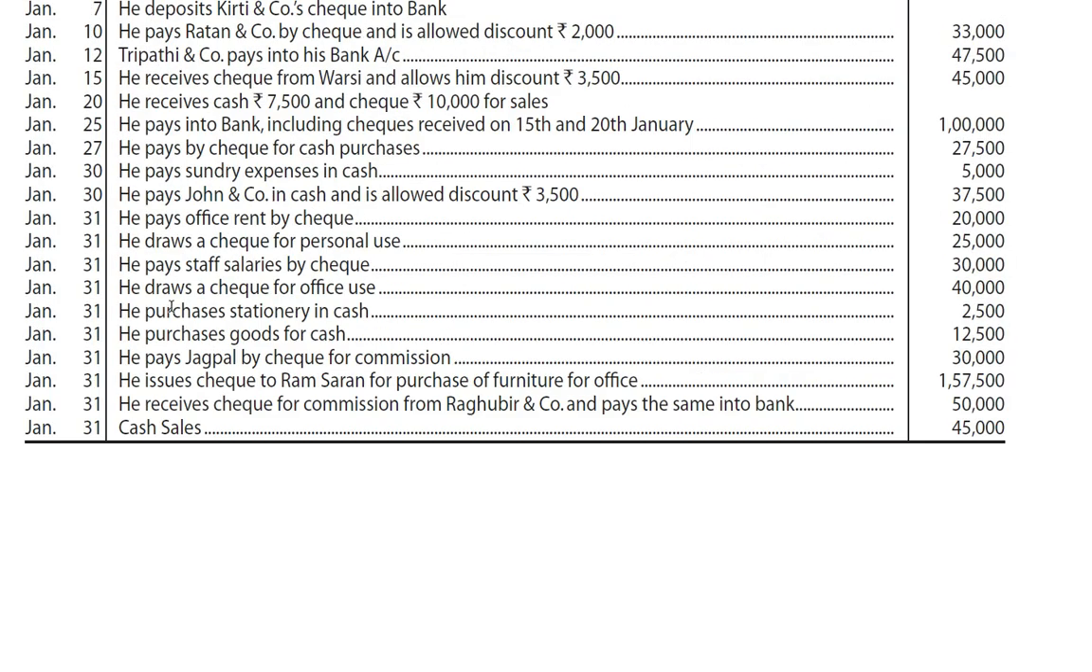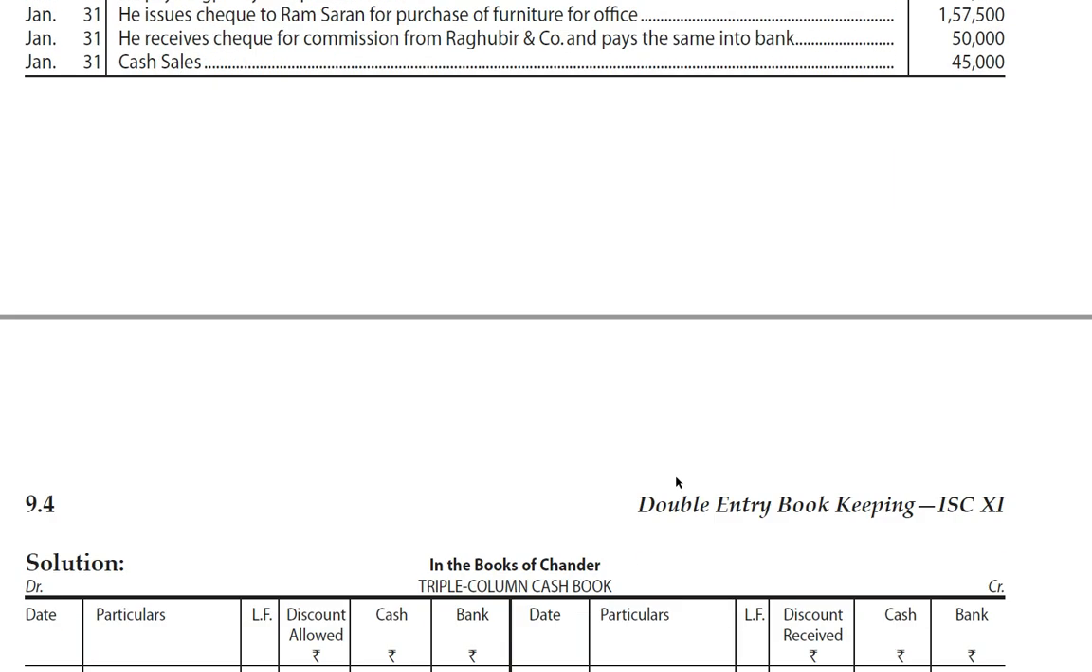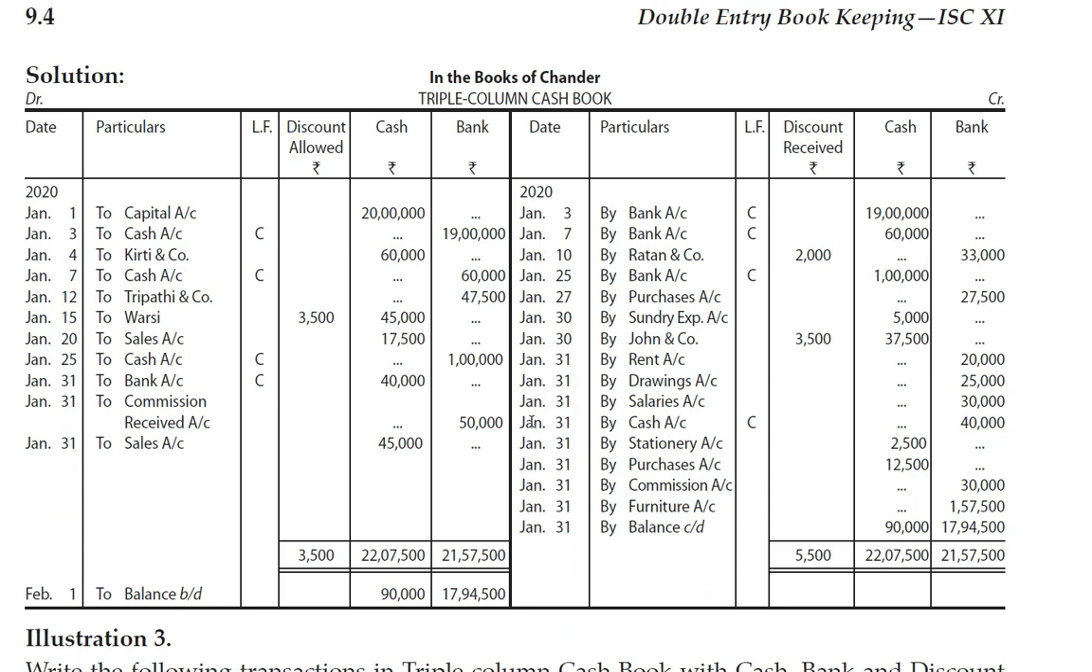Again, come to the next entry. 31st, he pays office rent 20,000. He pays staff salaries by check 30,000 rupees. Again by salary 30,000. He draws a check for office use. It will be a contra entry. Come to that 40,000 entry. See, he draws a check for 40,000 rupees.